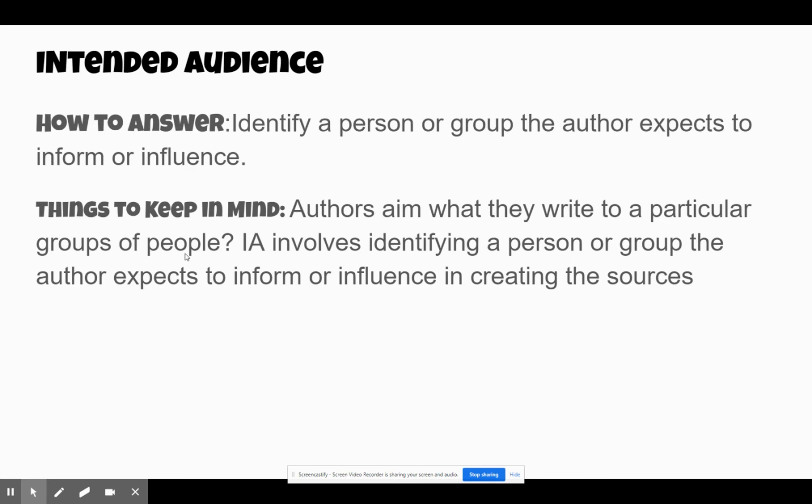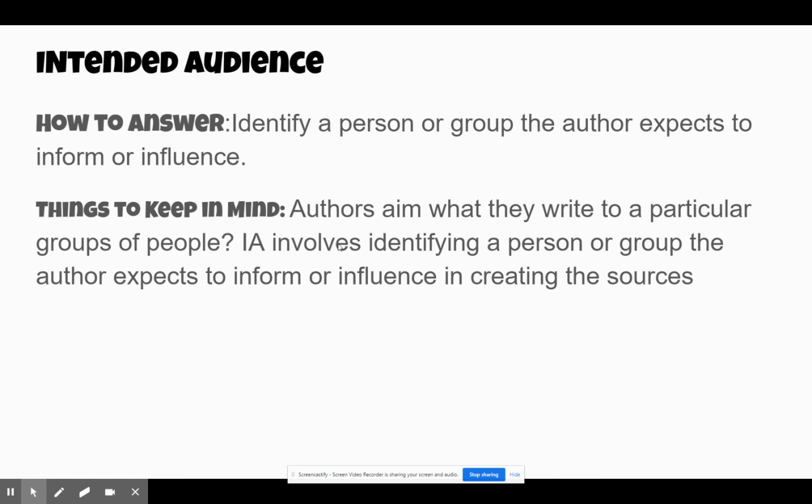Okay. Intended audience. You want to identify a person or a group the author expects to inform or influence. So let's take King Philip, the Metacom source that I had you look at. When you look at the intended audience, King Metacom, or better yet, King Philip, is trying to persuade, or at least trying to target this to other natives. A lot of you said the Wampanoag tribe, and while that is somewhat true, the real intended audience was the other tribes, and that bleeds into the purpose. But that's one of the things I wanted you to identify.